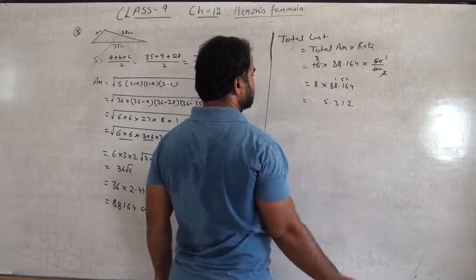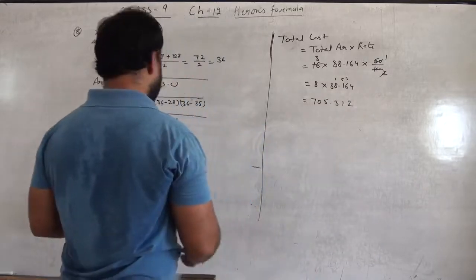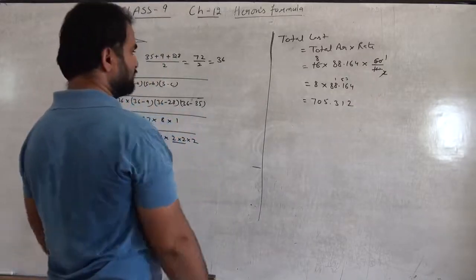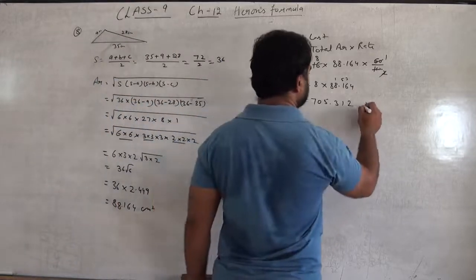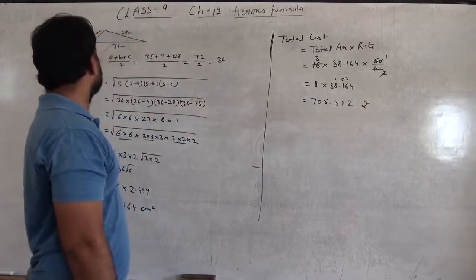And 6, 70. So the answer is 705 rupees. Okay, 0.60. Okay, so 705 rupees. Done. So class, this was question number 8.